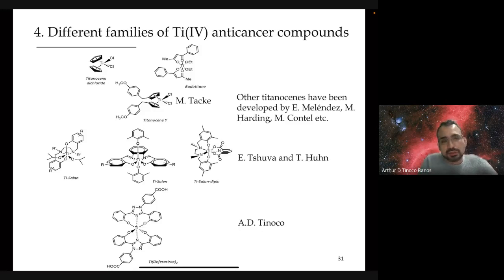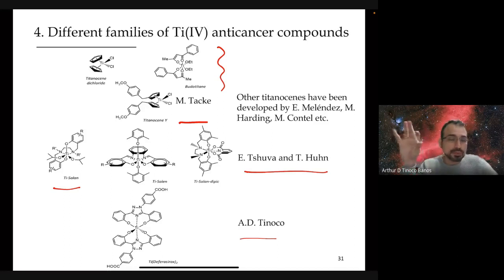Here I present an overview of the different families of titanium compounds that have been made. These are the original set of compounds, titanocene chloride, budotitane, and also the second generations of titanocene. You have other researchers, for instance Edit Tshuva, who have made a selection of salan compounds, and even some variations of these that are hexadentate. I have even worked on making a series of titanium compounds using iron chelators, for a purpose that, in my opinion, leads to a distinct mechanism of action from some of these other compounds.